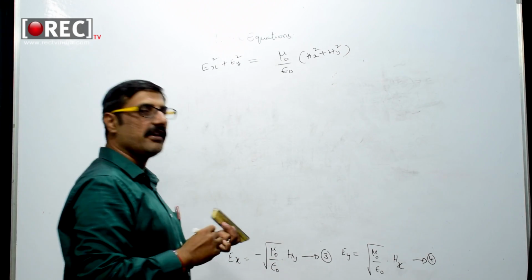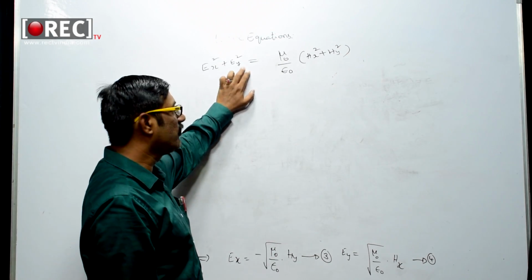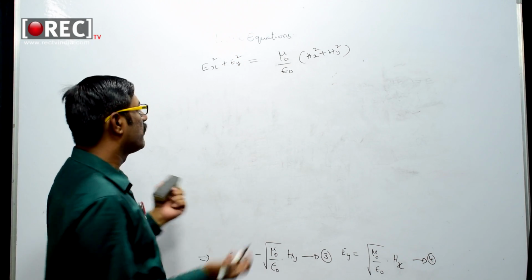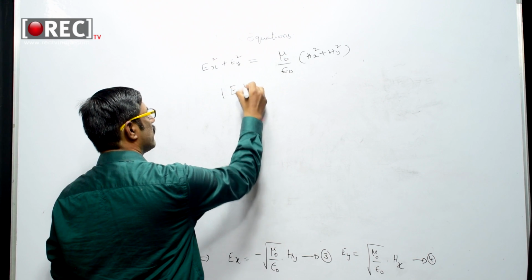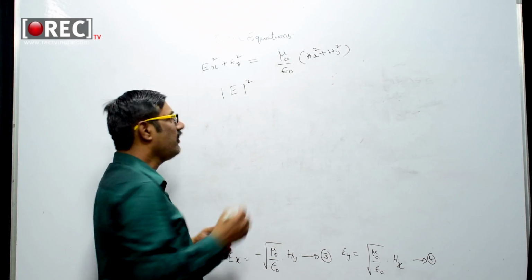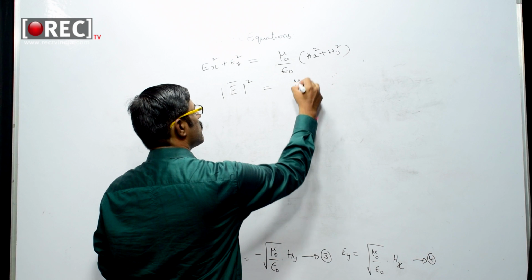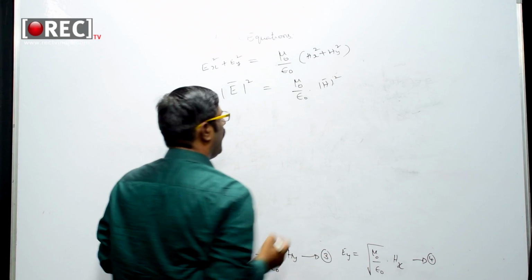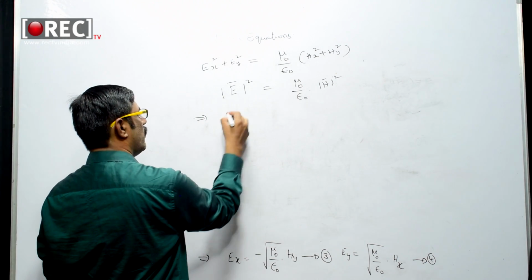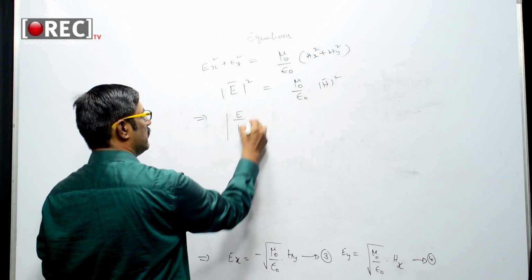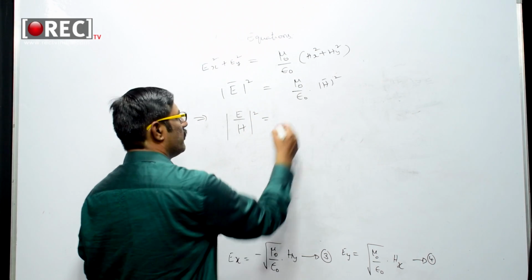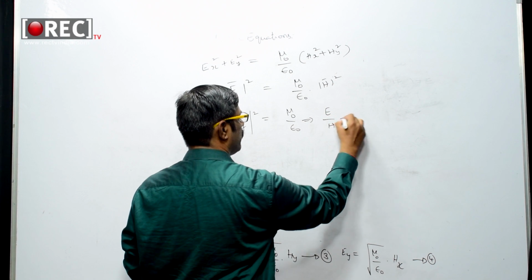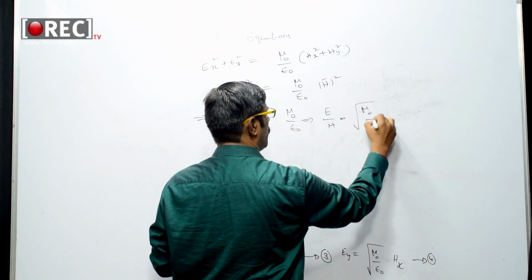Now, since it is a uniform plane wave, we assume that Ez is 0 and Hz is 0. So Ex square plus Ey square will represent mod of E square. Mod of E square is equal to mu naught by epsilon naught into mod of H square. Here mod of E by H whole square is equal to mu naught by epsilon naught, which implies E by H is equal to under root of mu naught by epsilon naught.